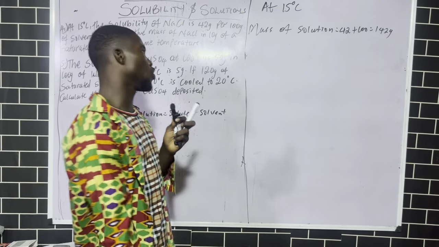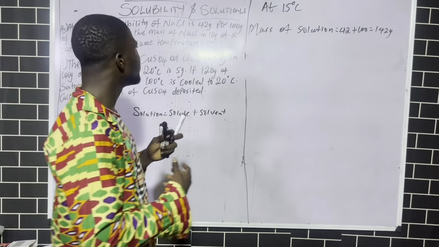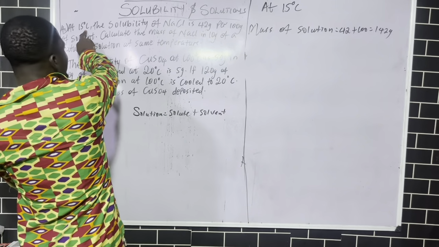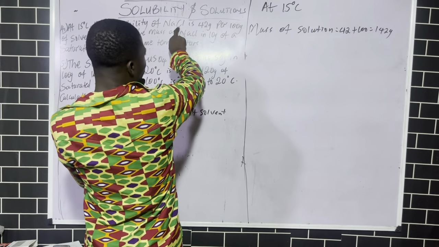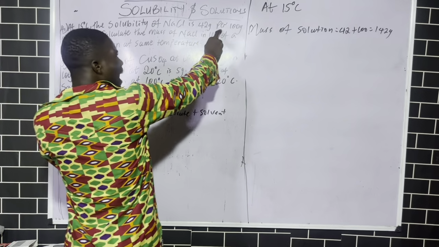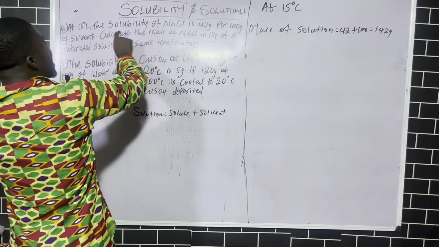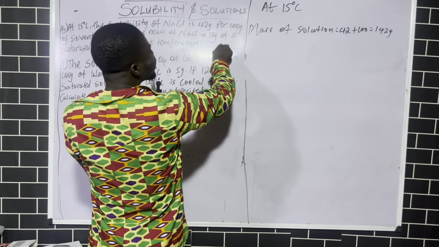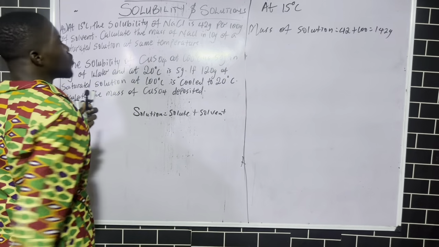I'm using this because in order for me to get... look at the question. At 15 degrees Celsius, the solubility of sodium chloride is 42 gram per 100 gram of solvent. Calculate the mass of sodium chloride in 10 gram of a saturated solution.